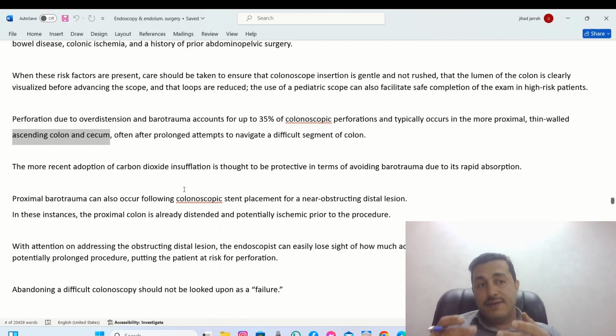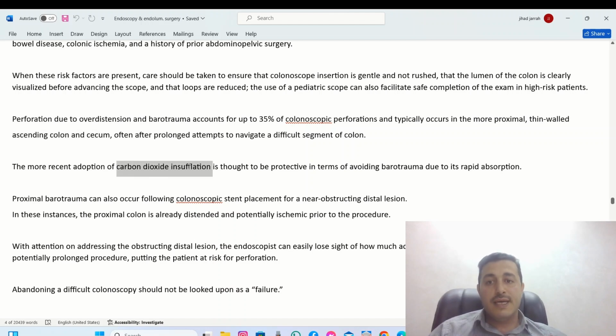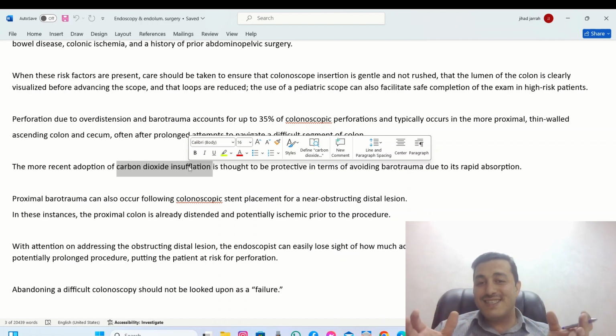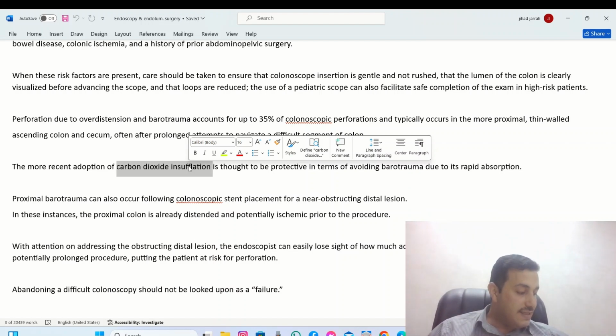Of course, this cause of perforation, the paratrauma, is reduced by the use of carbon dioxide insufflation. Also, paratrauma can occur if we are trying to put a stent in a distal lesion. This is because the proximal lesion is already distended with minimal air insufflation. And we know that the cecum, with the highest diameter, according to Laplace's law, will perforate easily.